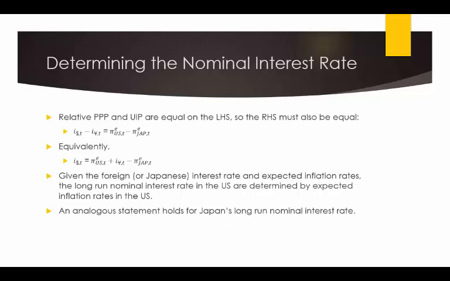For the United States, the long run interest rate is therefore given as the sum of the expected inflation rate in the US plus the difference between the Japanese long run interest rate and their inflation rate. Since Japanese variables are exogenously determined by their own idiosyncratic policies, the formula tells us that US interest rates are ultimately determined by the expected inflation in the United States. By analogous reasoning, Japanese interest rates are ultimately determined by the expected inflation rates in Japan.